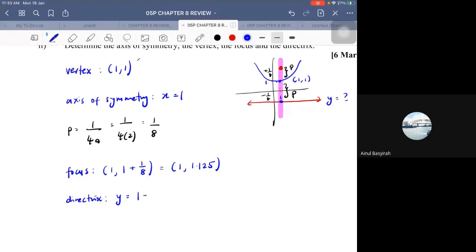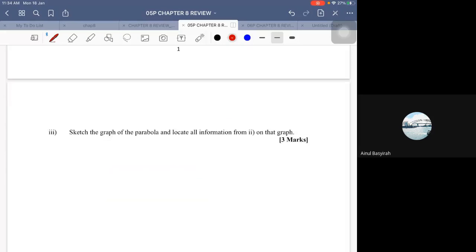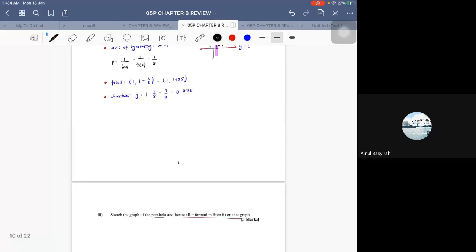Atau sama juga dengan 0.875. Itu adalah nilai 7/8. Okay. So that is going to be our directrix. So directrix kita dekat y sama dengan 0.875. Okay, now I have all this information. I dah ada vertex, I dah ada axis of symmetry, focus and directrix. So next question tanya. So sketch the graph of the parabola. Sketch parabola tu and locate all information from 2 on that graph.